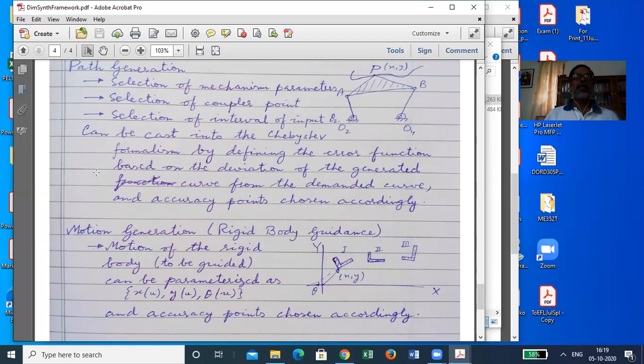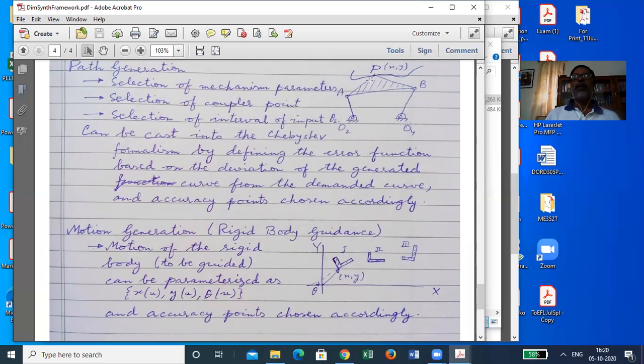So suppose it's a path generation problem. So what is the problem? The problem is you want a mechanism like this, in which on a floating link for a 4 bar, there is only one floating link, which is a coupler. So on that coupler, you need to select a point. So selection of the mechanism parameters, then selection of coupler point, and selection of interval of theta2, interval of the input motion, that is from this angle to this angle of the input link.